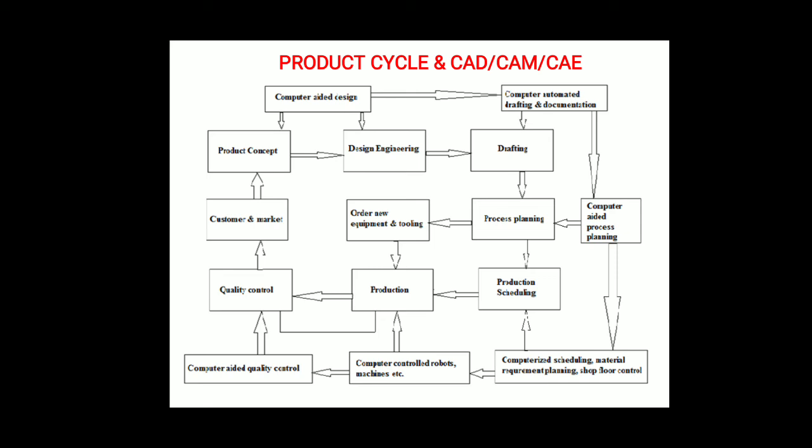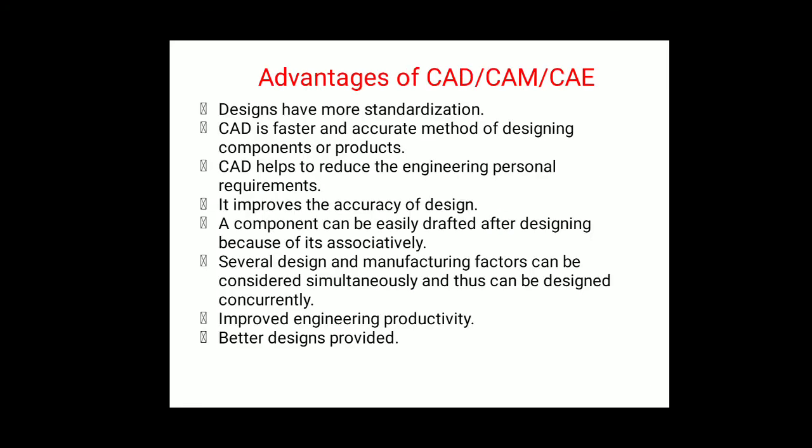Scheduling provides a plan that commits the company to manufacture a certain quantity of the product by certain dates. Once all these plans are formulated, the product goes into production with quality testing, and again it starts with customer satisfaction, feedback and market survey. So this is our first point, product cycle and CAD/CAM/CAE. Next point is advantages of CAD/CAM/CAE.